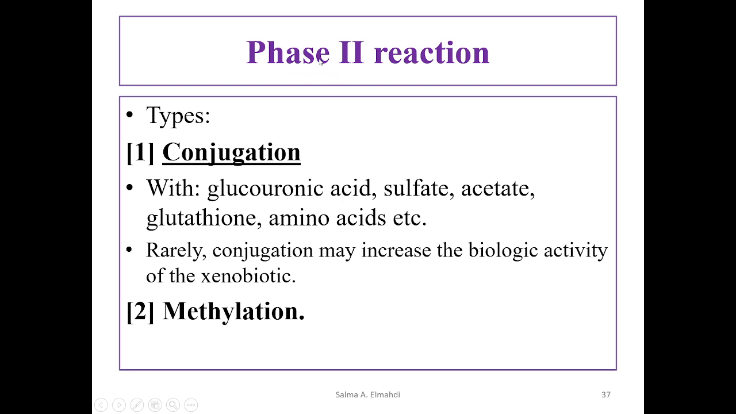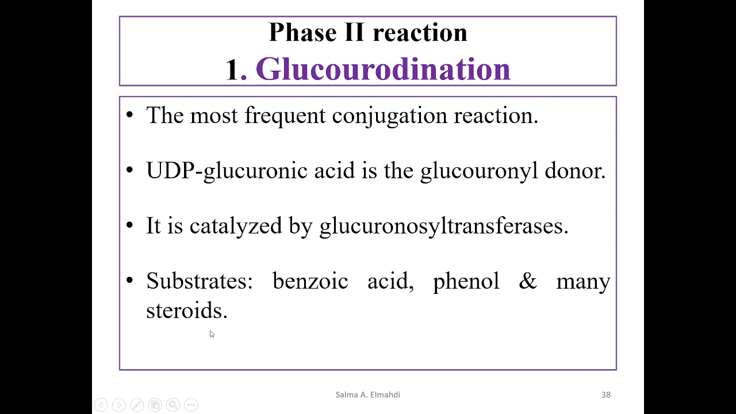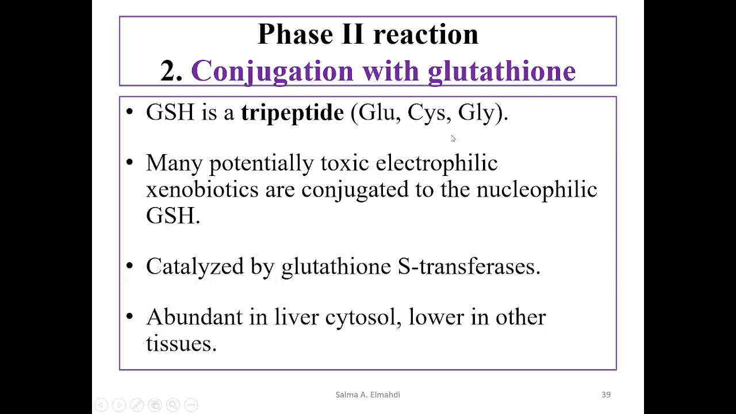Another example of phase 2 reaction is methylation. Glucuronidation, as an example of conjugation, is the most frequent conjugation reaction, where UDP glucuronic acid acts as a glucuronyl donor. So the glucuronyl group will be added to the xenobiotic substance. This will be catalyzed by glucuronosyl transferase. The substrates that can undergo glucuronidation include benzoic acid, phenols, and many steroids.